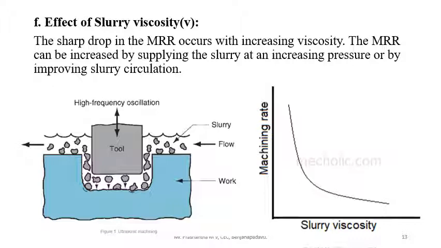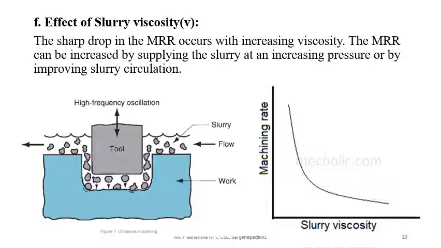In this graph, the x-axis shows slurry viscosity and the y-axis shows material removal rate. Look at how the graph goes. When slurry viscosity is low, the material removal rate increases well. As the slurry concentration or viscosity changes, it slightly goes down. So here also the viscosity directly affects the material removal rate.